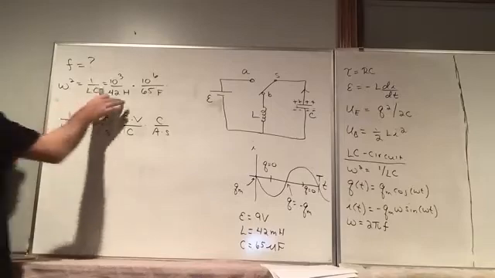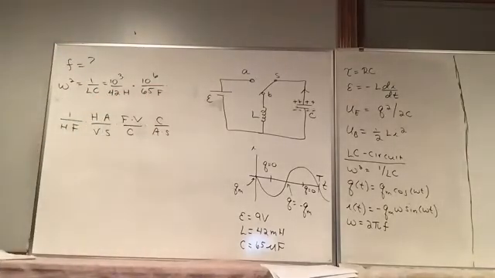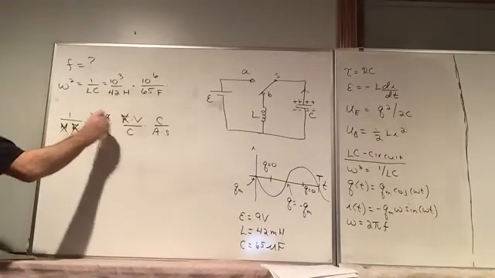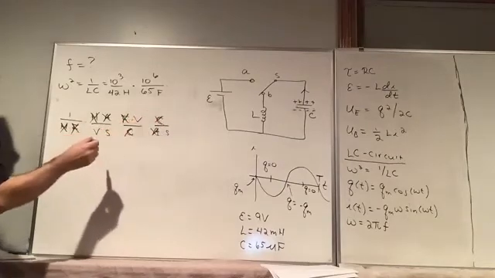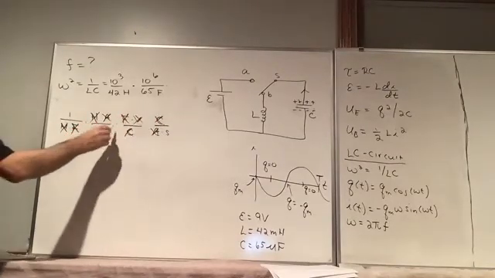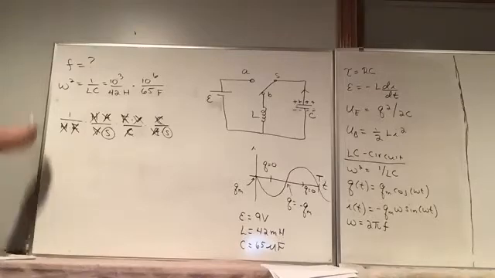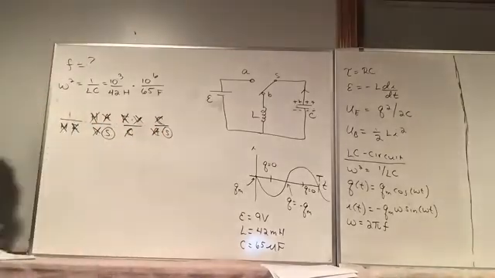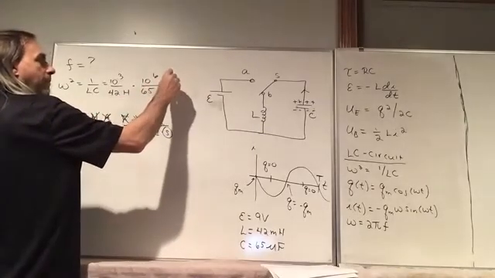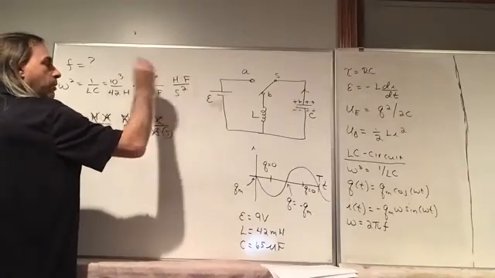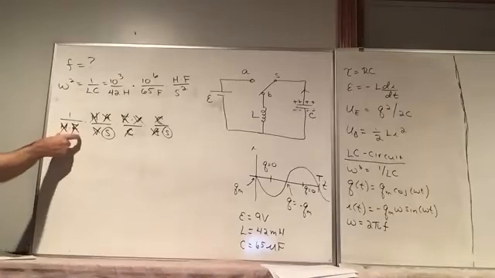I can't really fit all these conversion factors up here, but let's just check. So Henrys cancel, farads, amps, coulombs, volts, and what we get are inverse seconds squared, which is what we should get. When we take the square root, we'll get inverse seconds, so it'll actually be radians per second. So a Henry times a farad is equal to a second squared. That is true.